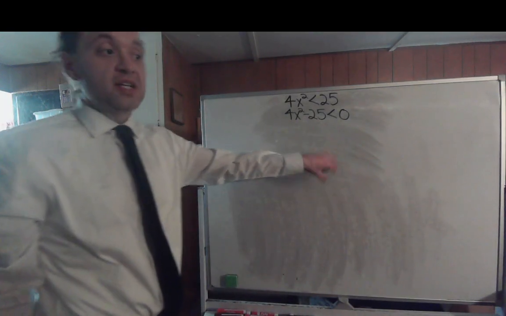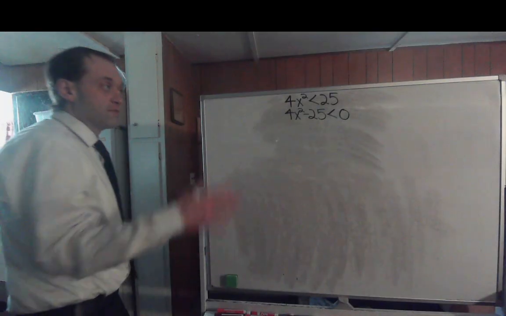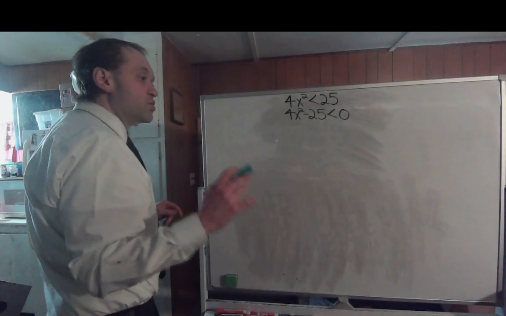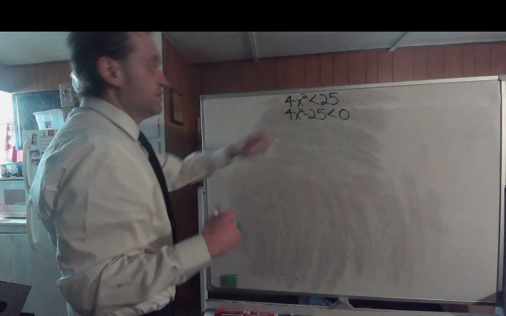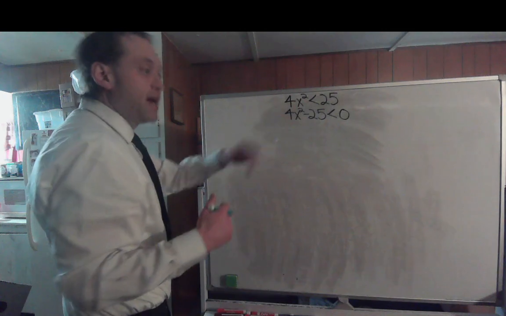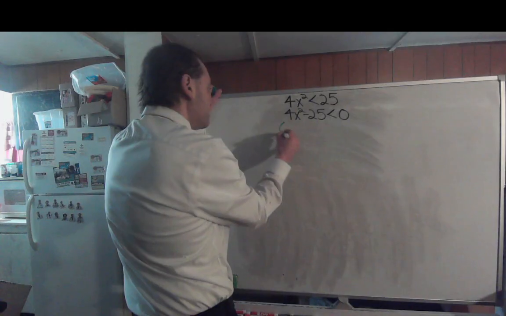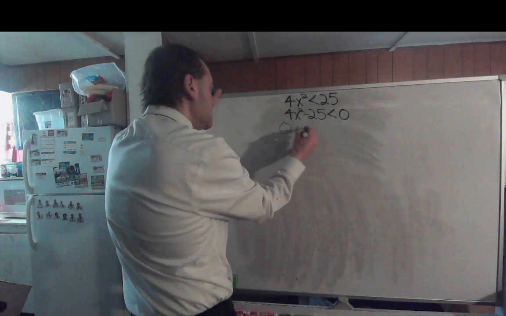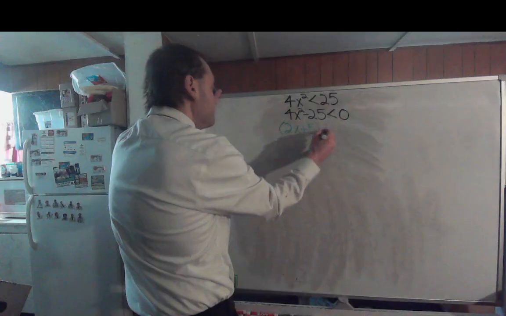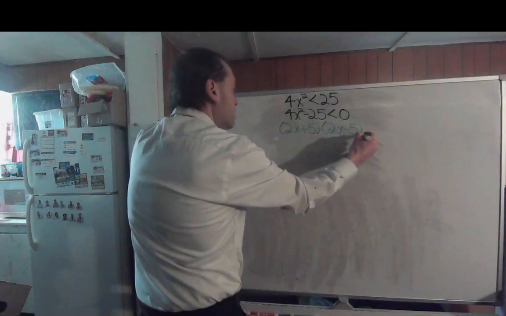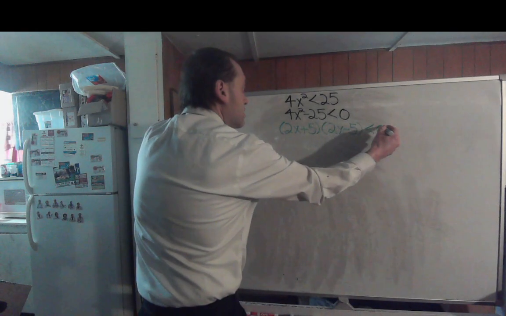We just have a less than, only less than, so we're looking for negative values. Your approach is still going to be to treat this like an equality at first and factor it. Clearly we have a difference of two squares, right? So this will factor into the quantity 2x plus 5 times 2x minus 5 would be less than 0.